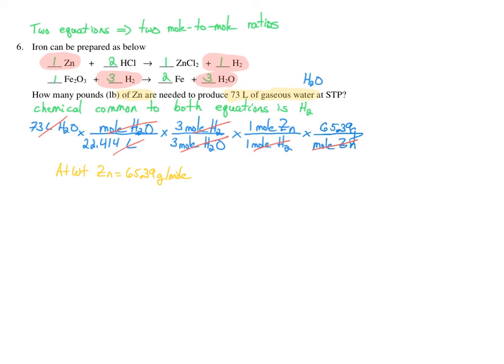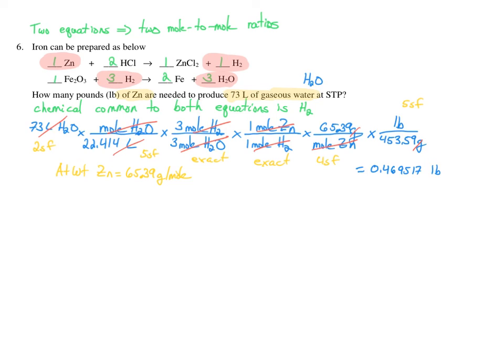So moles of zinc cancel out. We have grams of zinc. We go to our conversion sheet to find the conversion factor between grams and pounds. And here's the appropriate conversion factor. So we see grams cancel, and we have our calculator answer.